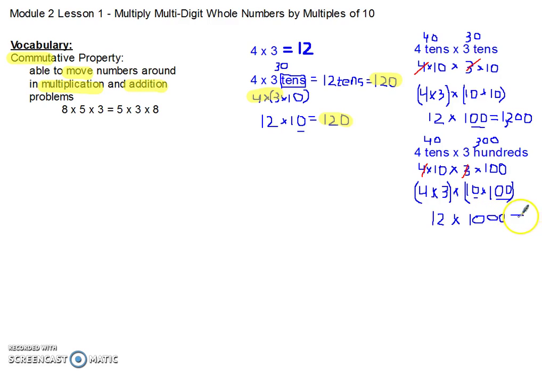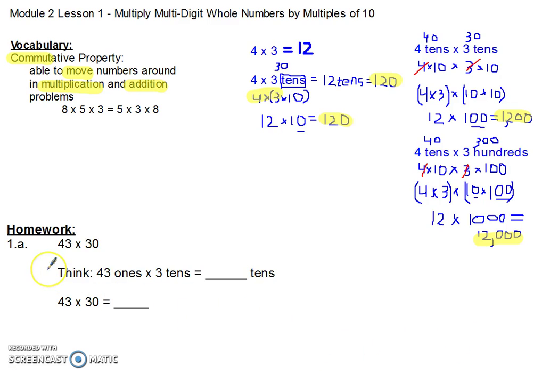Then to get my answer, I have 12, and then I'm adding those 3 zeros from the 1,000. So my answer is 12,000. So in each of these problems, I am using what I know about powers of 10 and zeros and the commutative property to really explain how I can get the answer by breaking down the problem into a friendlier problem.